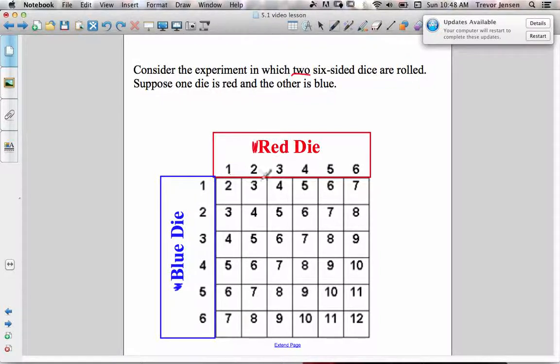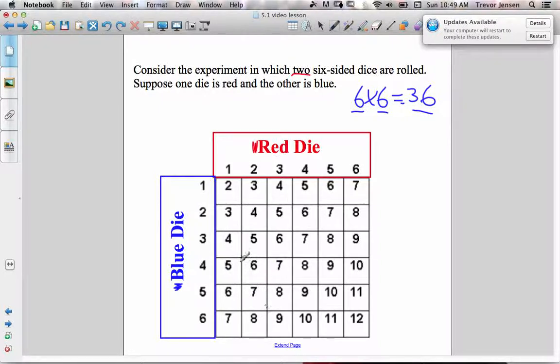Well, there are 6 outcomes for the first die, 6 outcomes for the second die. So you'll notice our table of outcomes is 6 by 6. 6 times 6 equals 36. If you want to figure out the total number of outcomes for an experiment, multiply the number of outcomes in each step of the experiment, and that'll tell you the total number of outcomes. 6 outcomes for the first die, 6 outcomes for the second die, 6 times 6, there are 36 total outcomes.